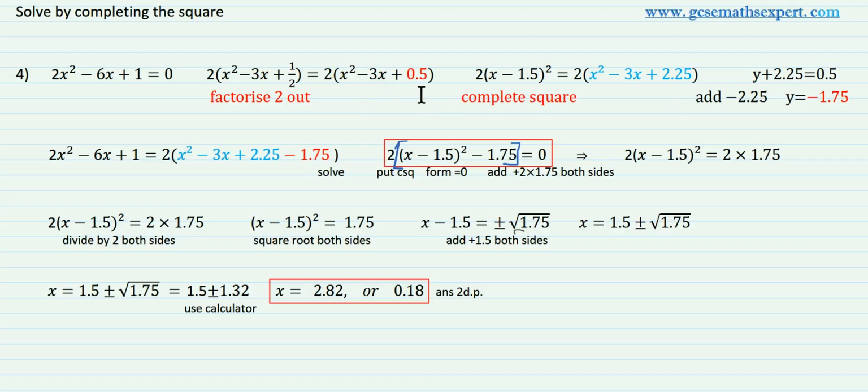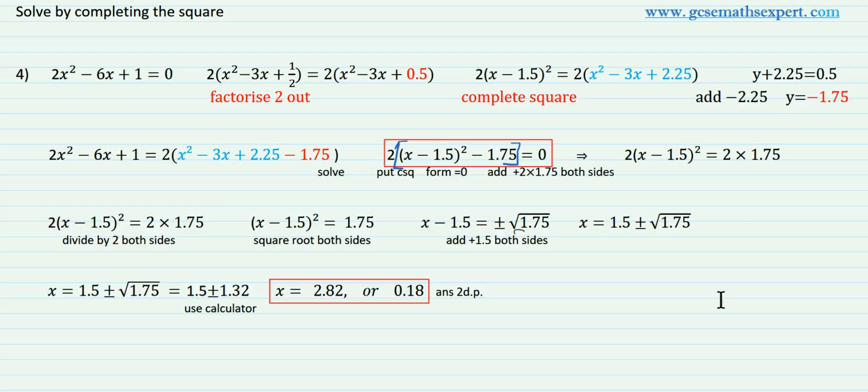We want 0.5. So again, you say y plus, what do we have to add to 2.25 to get 0.5? So we add minus 2.25, yeah? So y is equal to minus 1.75, yeah? So what you do, you add minus 2.25. This makes y the subject, yeah? So the 2.25 and the minus 2.25 cancel out, yeah?